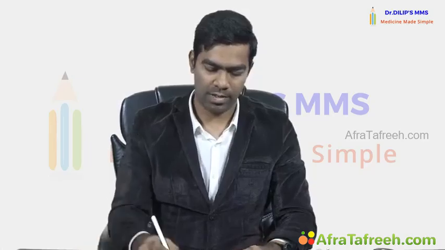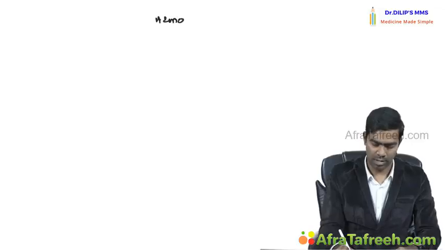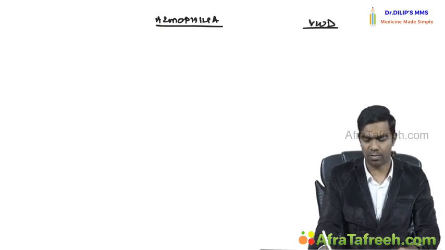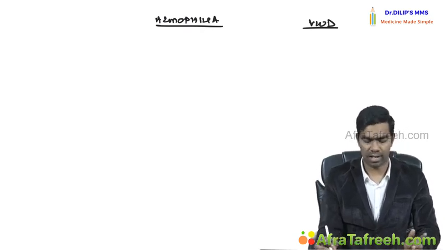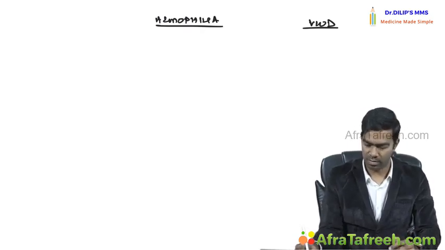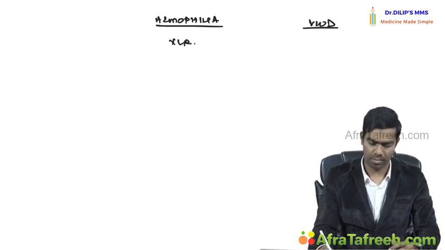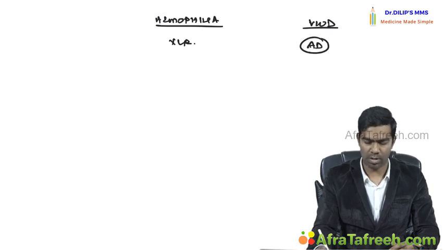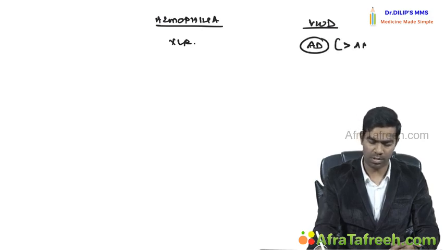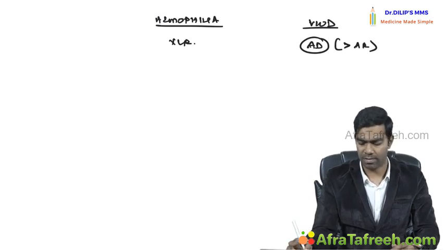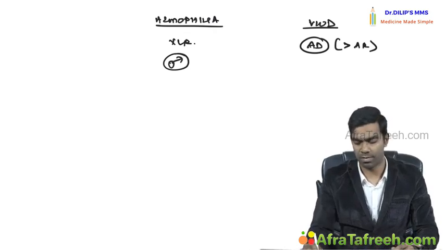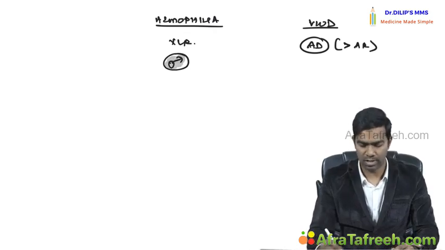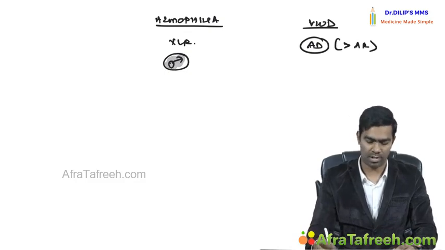Now let us see the differences between hemophilia and Willebrand disease. First of all, the basic difference is that hemophilia is X-linked recessive. Willebrand disease is autosomal dominant very commonly, or it could be autosomal recessive in some cases, but definitely not X-linked. Since hemophilia is X-linked recessive, the majority of the affected patients will be male, and the gender that is severely affected is also male.